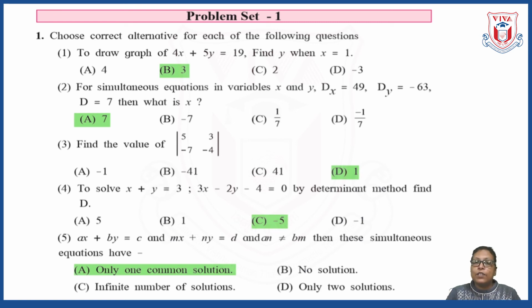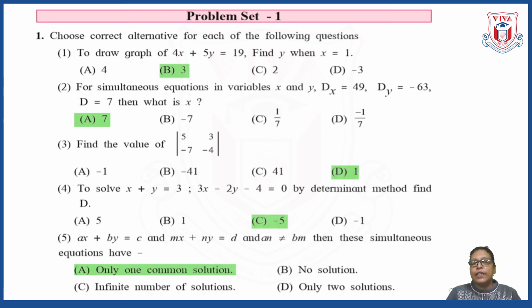Fourth one. To solve x plus y is equal to 3 and 3x minus 2y minus 4 is equal to 0, by determinant find D. So as I have taught you, you write down D properly in between those two vertical lines. So here the first row will be 1 and 1, and the second row will be 3 and minus 2. And when you will solve it, you will get the answer as minus 5. So solve and see whether you are getting the same answer. Question number 5.